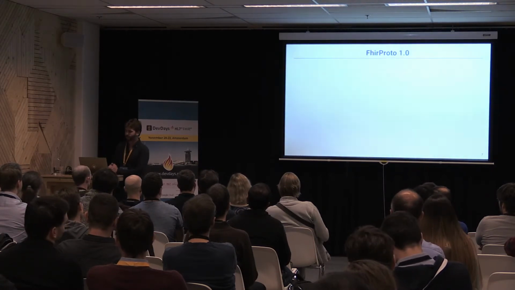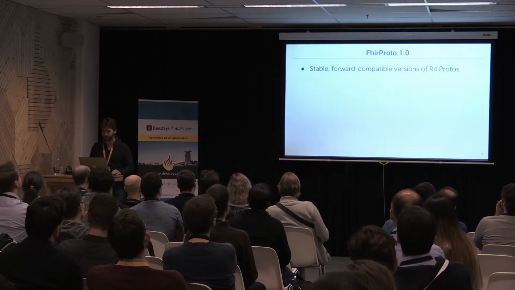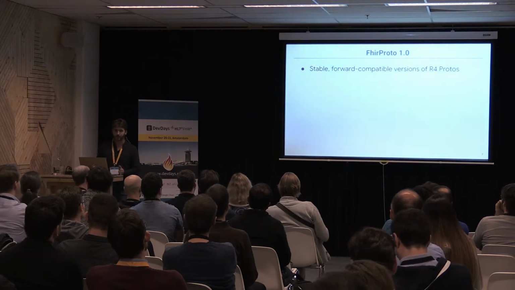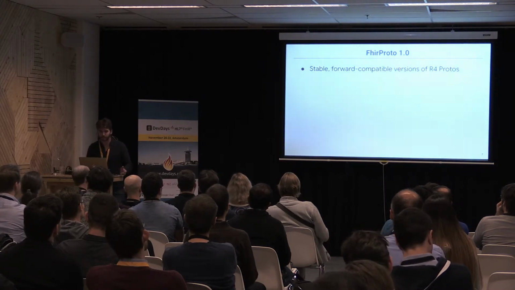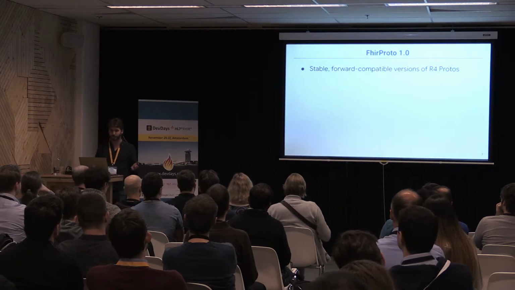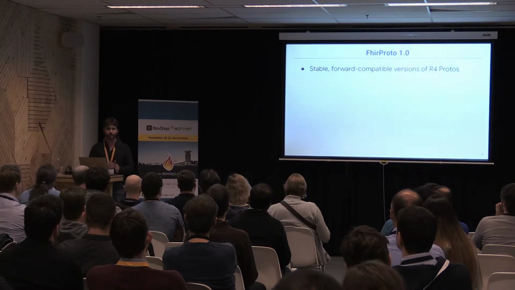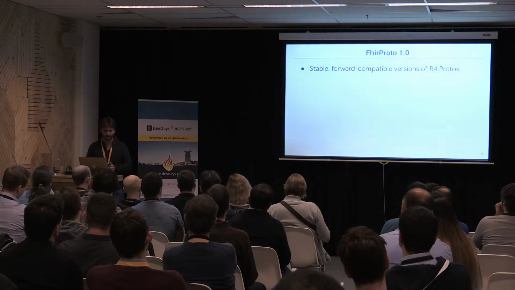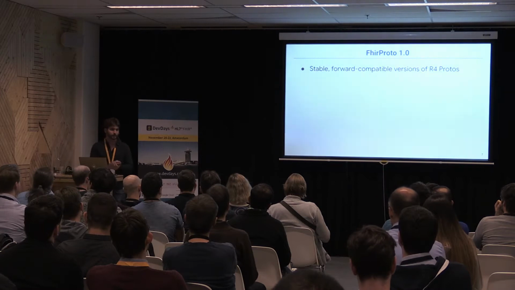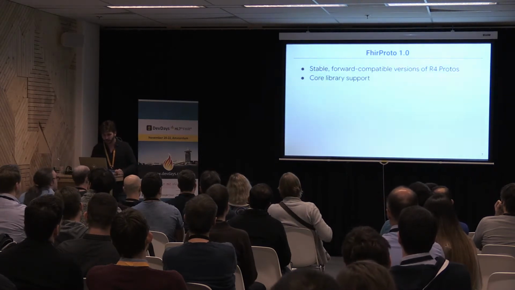So why is this 1.0? This is 1.0 because we have stable, forwards compatible versions of the R4 protos. Now, I can't guarantee the spec won't change. For instance, 4.0.1 has more significant changes than you might expect over 4.0.0. What I can tell you is that our internal representation of any given version is now stable, binary, and forwards compatible. That means if you start writing with it today, tomorrow I'm not going to change the format on you.